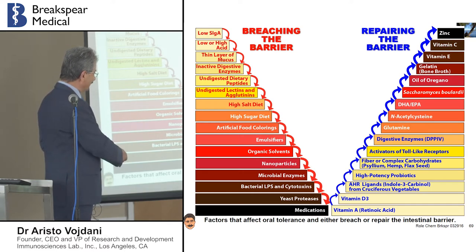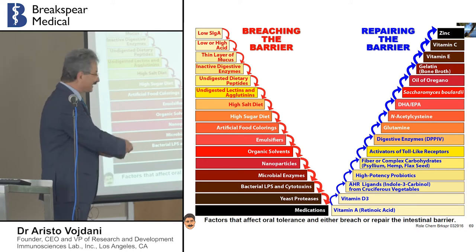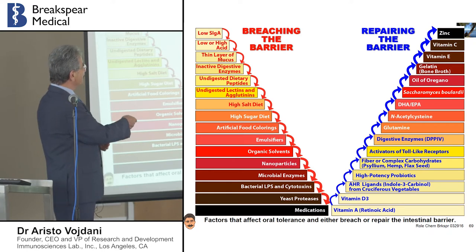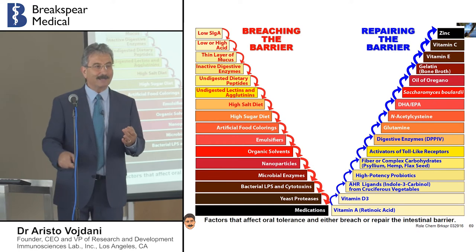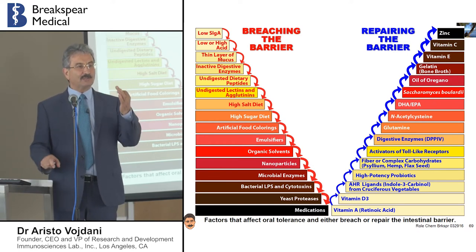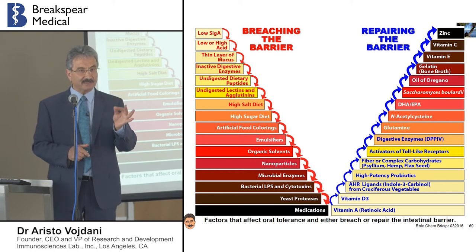So ladies and gentlemen, this is from A to Z, but in between you can add more, remove some or add some. And so therefore, from A to Z is very important for repairing the barrier and preventing many autoimmune diseases, which affect 10% of the world population.